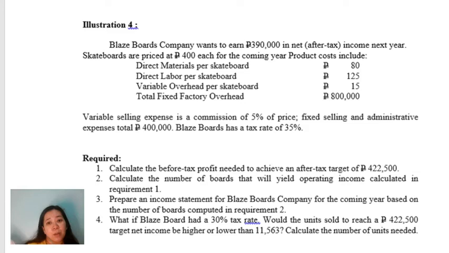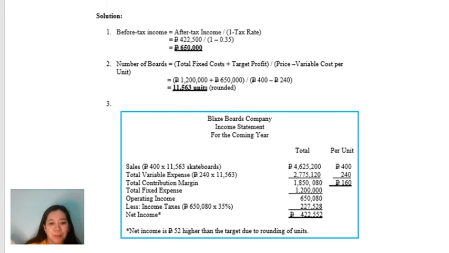Would the units sold to reach a 422,500 target net income be higher or lower than 11,563? So we will calculate the number of units needed. Okay, so for the solution, we have the following.